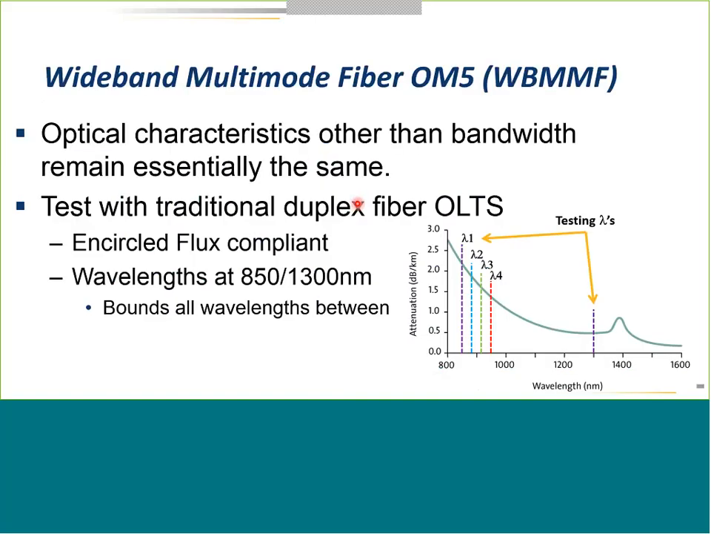We're going to test it with the same light source and the same power meter. We're going to test at 850 and 1300. The wideband multimode fiber, so-called OM5, what it's going to allow us to do is, here we see this graph that's showing us an attenuation value versus the wavelength. And what this is showing is there is a linear connection between the loss value at 850 and the loss value at 1300. So the good news is I don't need a 953 light source to measure what the loss is going to be.